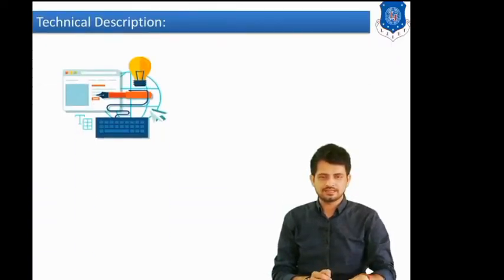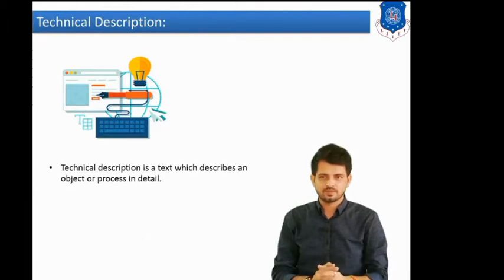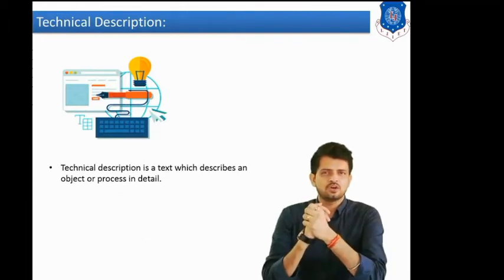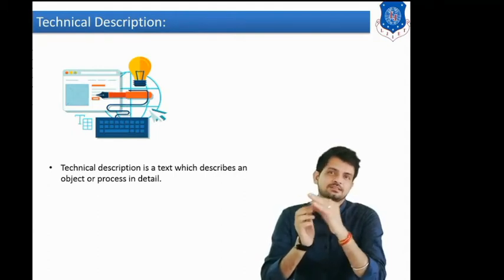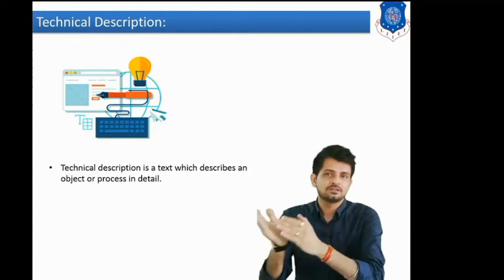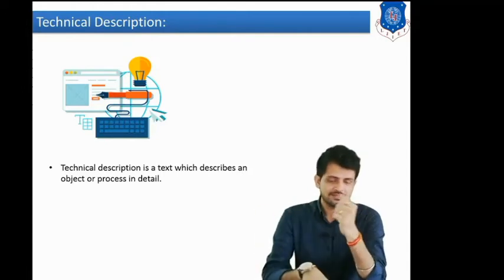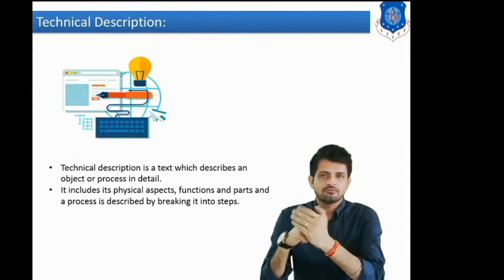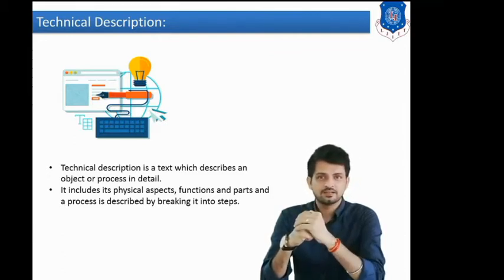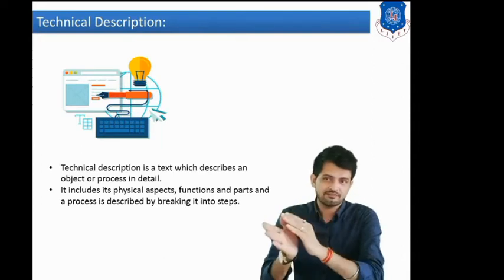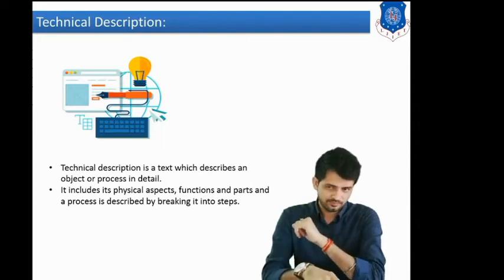Okay, the next is technical description. Now, what is the meaning of technical description? Technical description is a text that will describe the object or process in detail. What does it include? It includes physical aspects, then functioning. It also consists of the parts and definitions of the process, how the process is defined, how the process is working. Each and everything will be covered in the technical description.